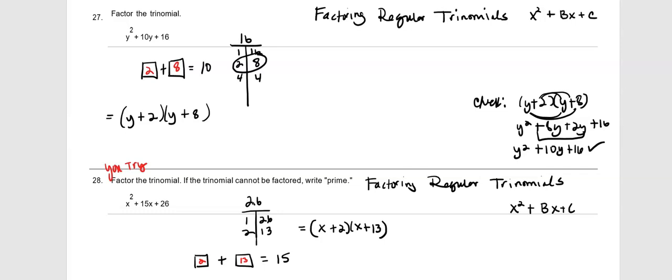And we're trying to find which factorization adds to give us our B, which is positive 15. And of course, 2 plus 13 does. So we write the answer as x plus 2 times x plus 13.